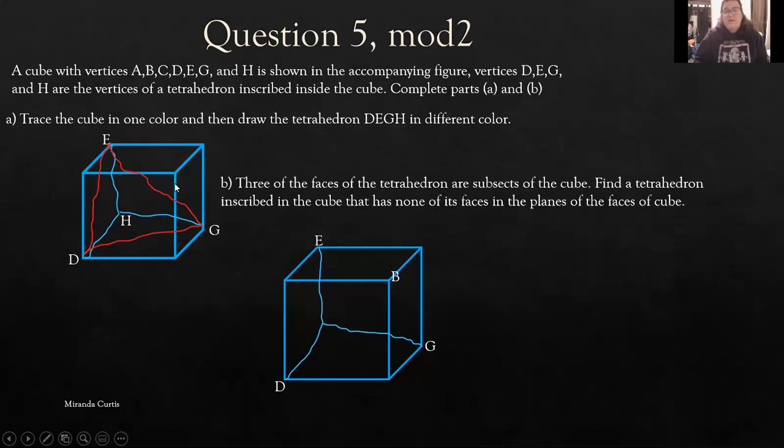Okay, now we're going to go to problem B. It says 3 of the faces of the tetrahedron are subsets of the cube. Find a tetrahedron inscribed in the cube that has none of its faces in the planes of the faces of the cube. So we're going to draw it. You guys ready?